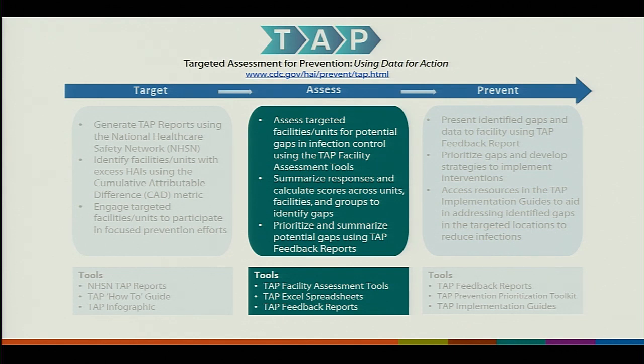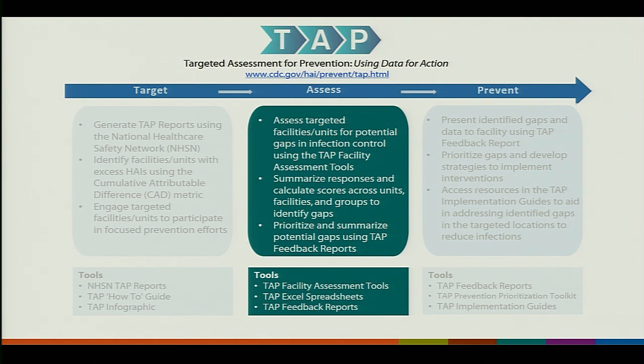And we heard when you all did the round of applause, a lot of you are familiar with TAP reports and perhaps are using them in your facilities to identify the excess burden of infections within your units. But what I want to highlight today is that we also have assessment and prevention components of the TAP strategy. And I'm going to walk you through some of the tools that we have available for these components of the TAP strategy. So we're not only using NHSN to report our surveillance data, but now we're using the data for action. So we've run our TAP reports, we've identified the units within our facility that have the highest burden of excess infections. What do we do with that, right? We want to move into the prevention phase.